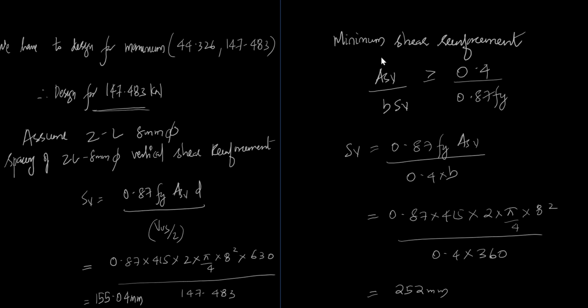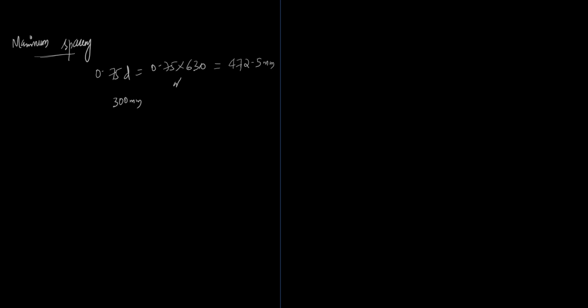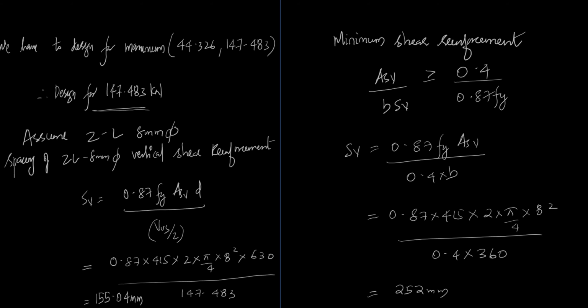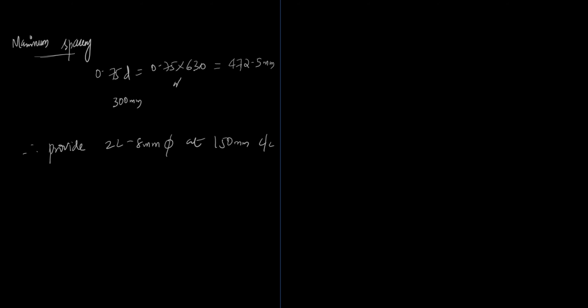That is the criteria for minimum shear reinforcement. So provide two-legged 8 mm phi at 150 mm center to center. I have provided 150 mm because that will be easy when you are laying in the field, rather than 155.